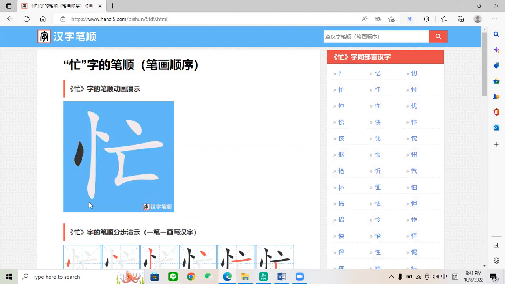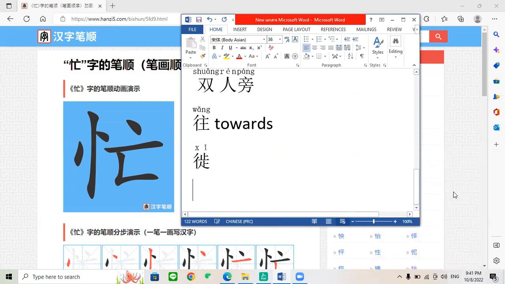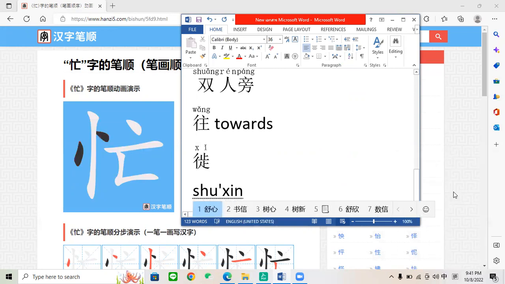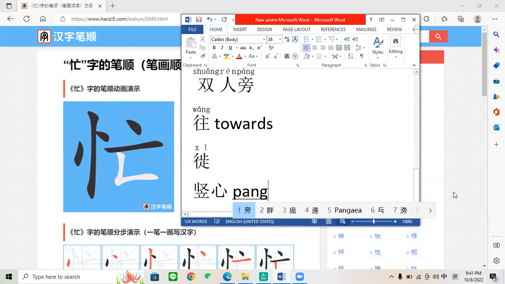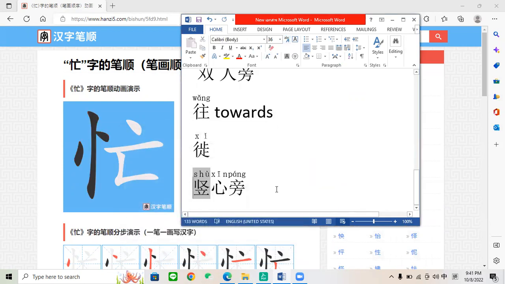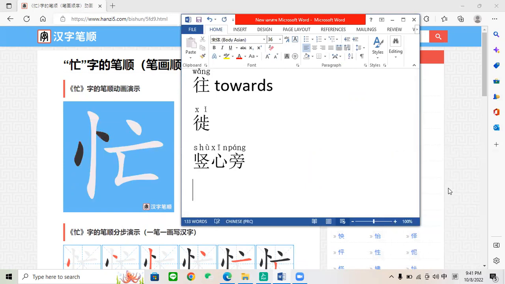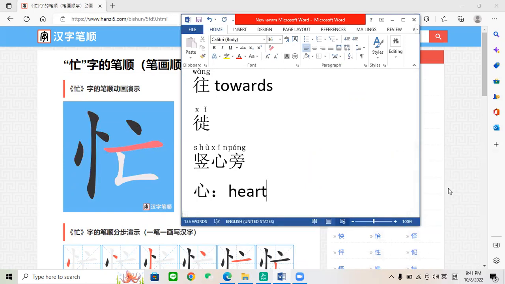The radical is 竖心旁. Okay, 旁 is radical actually. 旁 actually means beside, but we say it's radical, right? 竖 means vertical. 心 means heart. So it's like a vertical heart. 心 is heart. Okay, remember this one. This character is very important. So 竖心旁, 竖 is vertical, so it's like a vertical heart. So it's a radical of vertical heart.